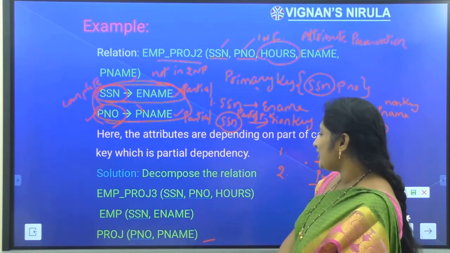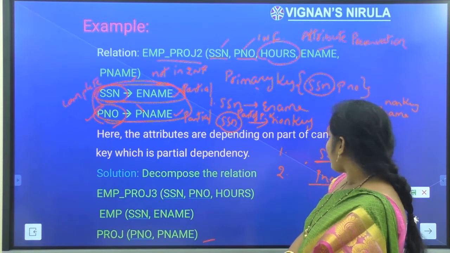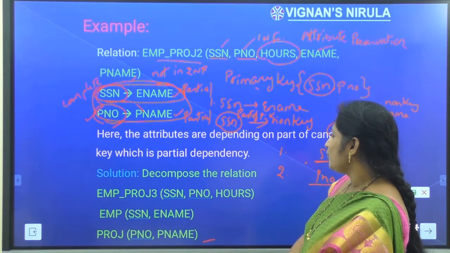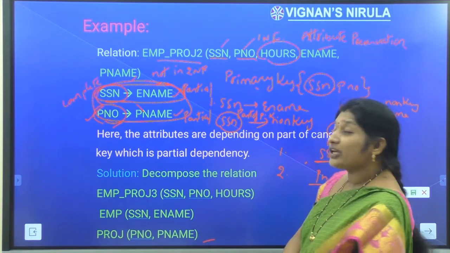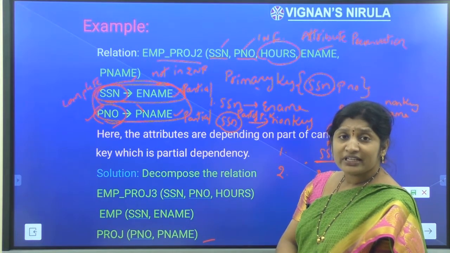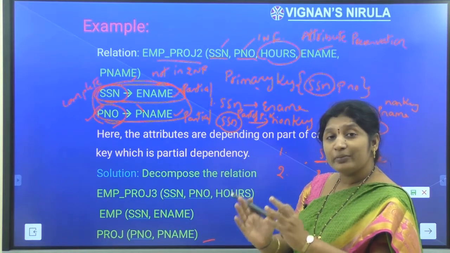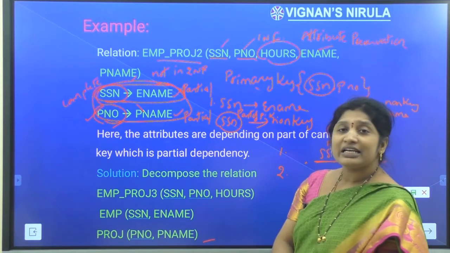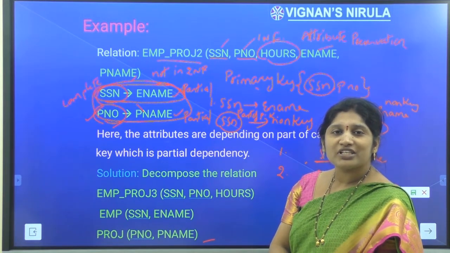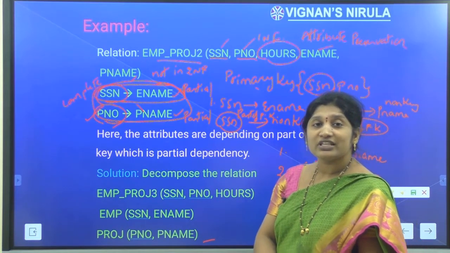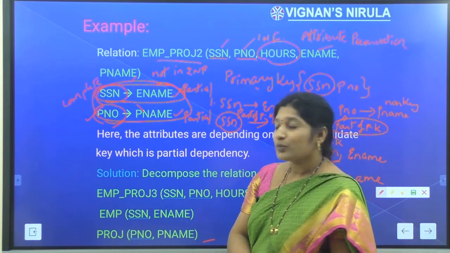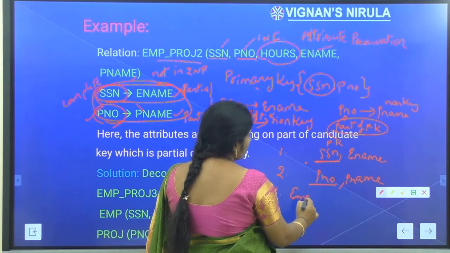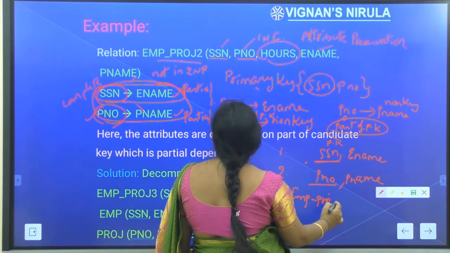Where is it better to put the hours? Is the hours related to the employee? Not like that. Hours is about how many hours the employee is working for a particular project. Shall I put the hours in the second table, that is the project table, project number and project name? No, hours is also not related to project. It is related to both employees and projects. That's why I will take another subtable, employee project 2 table.